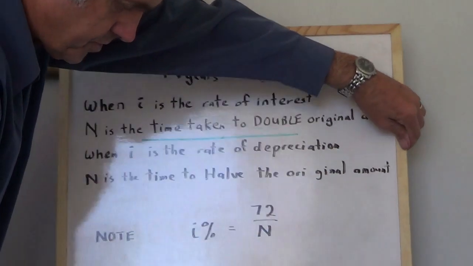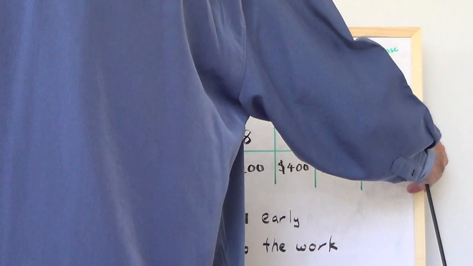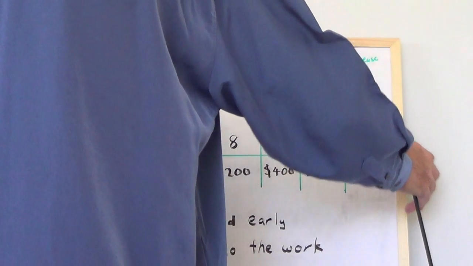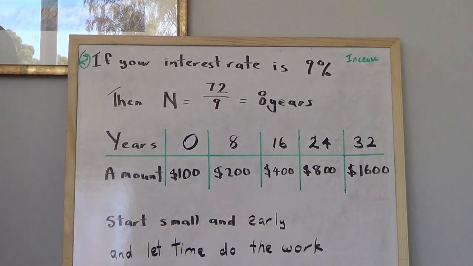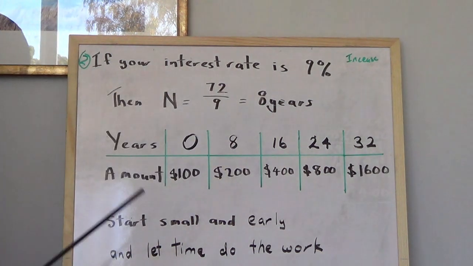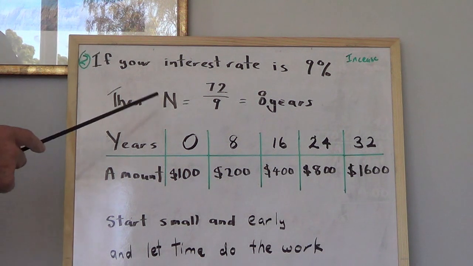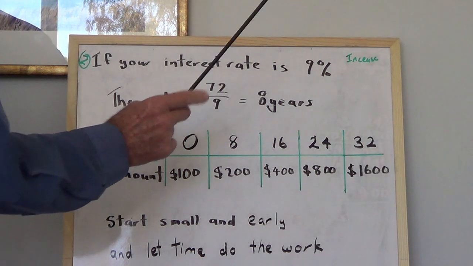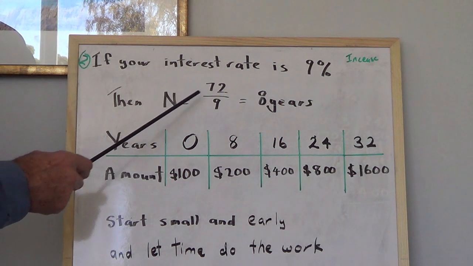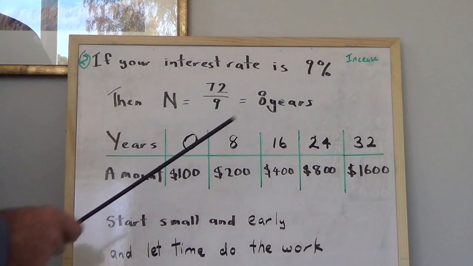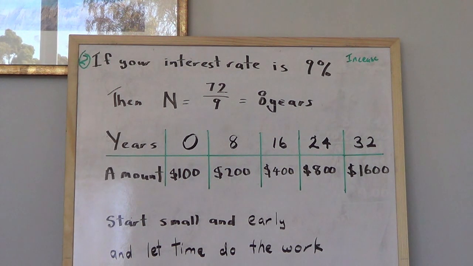Right, we'll do the first example. Now, this is going to be an increase because it's interest rate and increase. Your interest rate is 9%. Then N is going to be 72 over 9, which is 8 years, which means that your investment will double every 8 years. All right?